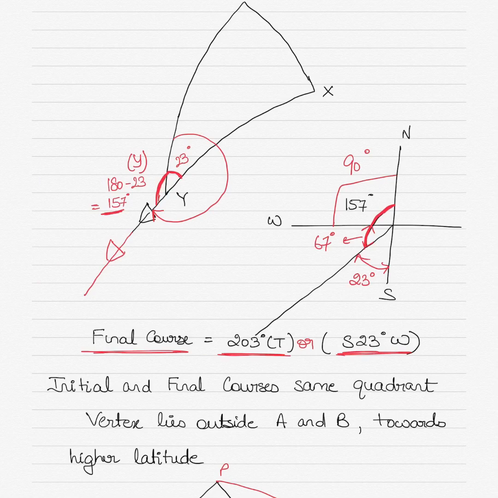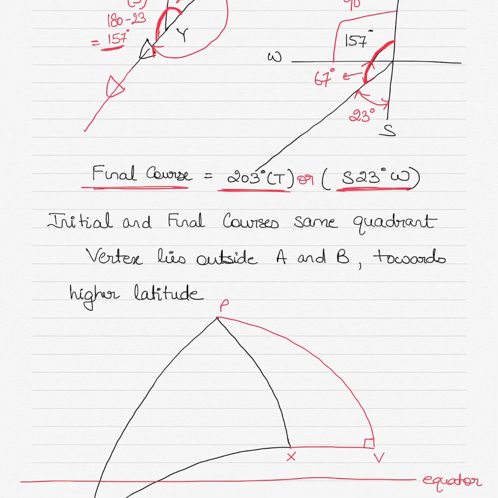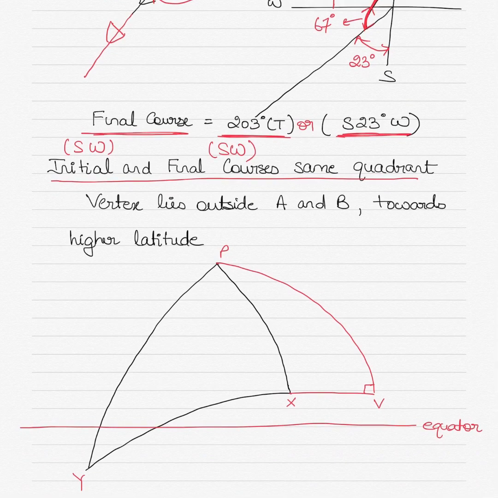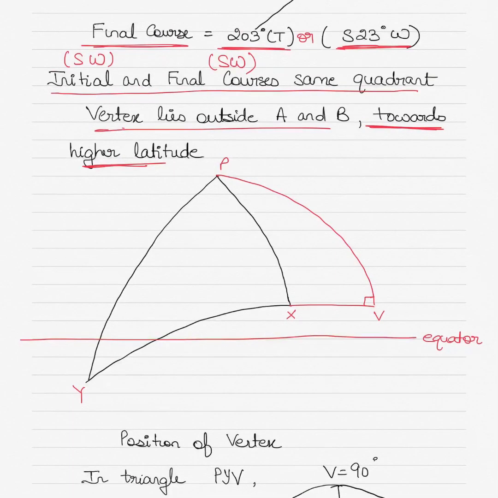Now I've told you finding the quadrant is very important, because if the initial and final courses are in the same quadrant, the vertex will lie outside A and B. If they are in different quadrants, the vertex will lie between A and B. Now in this case, both the initial and final courses are in the southwest quadrant. If they are both in the southwest quadrant, your vertex will lie outside A and B, and the vertex always lies towards the higher latitude. In this case, your higher latitude was 49 degrees north. So I have drawn the vertex towards the higher latitude in the northern hemisphere.